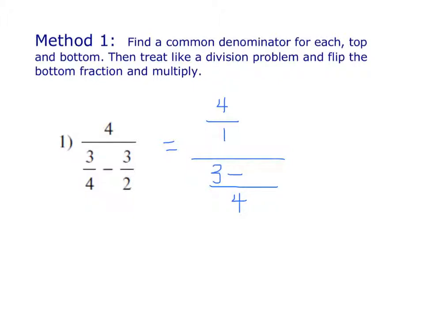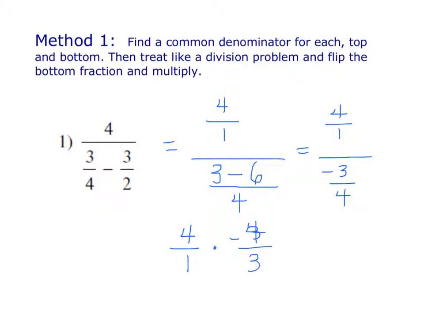So what I would have is 3 minus, well, 2 times 2 is 4, times that would be 6. So I end up with 4/1 over -3/4. Then I would have 4/1 times -4 over 3, which would give me -16/3. And so that's how you do it. It's pretty simple. If you have trouble with the algebra, if you go back to numbers, it makes it a little more simple so that you can understand the concept.